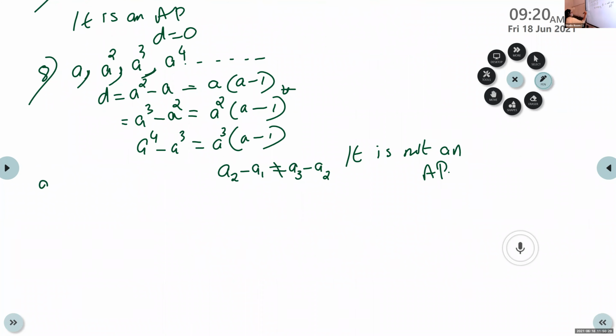Ninth question. Root 2, root 8, root 18, etc. Root 32 also, the next term also. One more term we will write: root 32, etc.